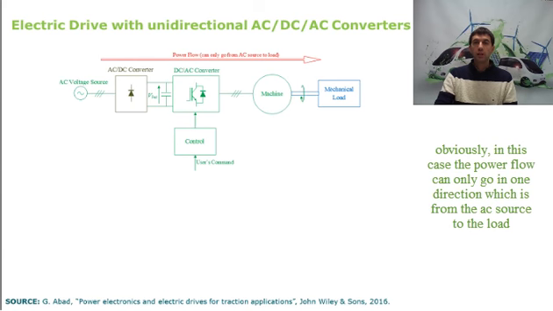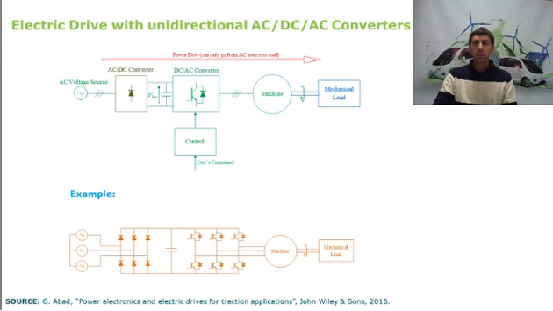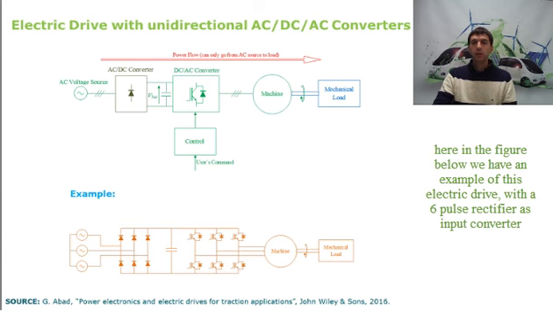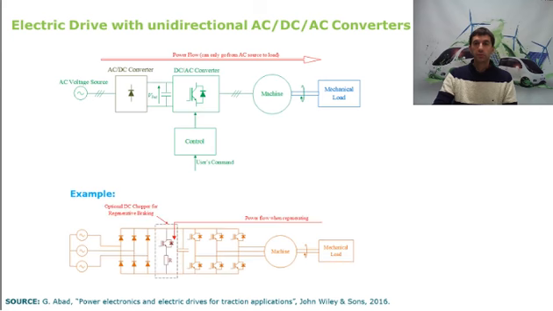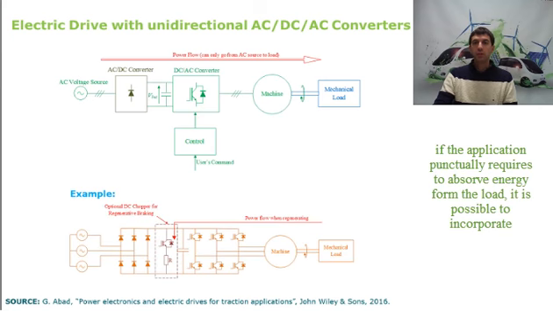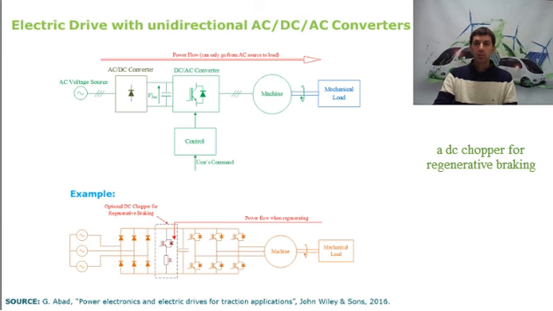Obviously, in this case, the power flow can only go in one direction, which is from the AC source to the load. Here in the figure below we have an example of this electric drive with a 6-pulse rectifier as input converter. If the application punctually requires absorbing energy from the load, it is possible to incorporate a DC chopper for regenerative braking.